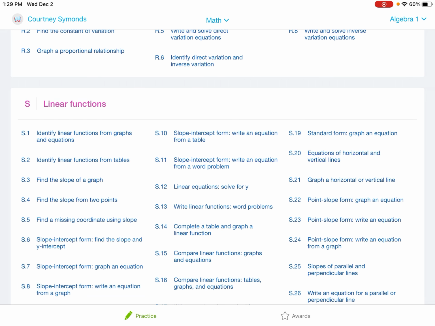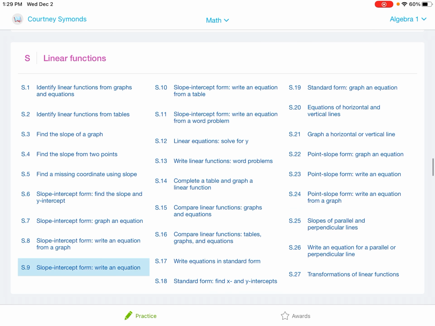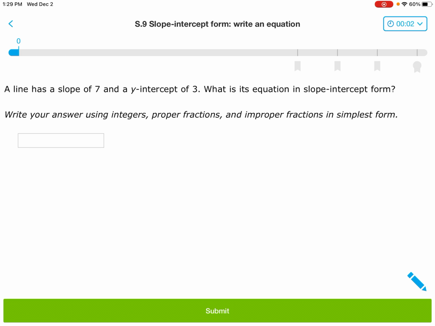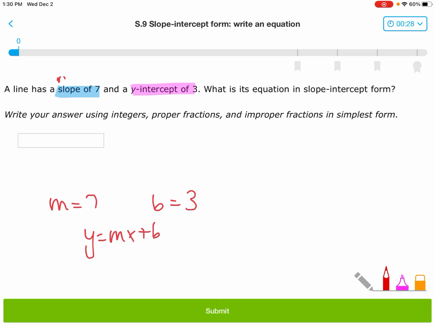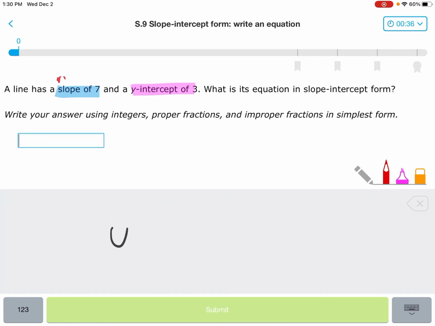All right, let's do the examples on S9, and then we'll have a little taste of everything. This one we have to write the equation, which is similar to what we did in notes yesterday. The slope of the line is 7, and the y-intercept is 3. So m equals 7, and b equals 3. Now we have to substitute those unknowns into our equation. So y equals 7x plus 3. Let's type that in.